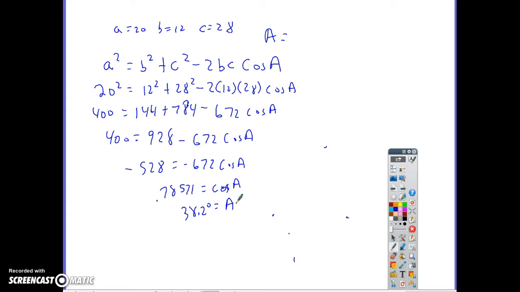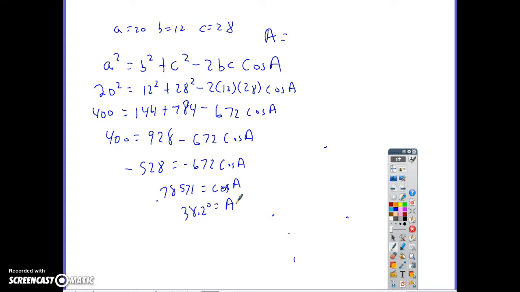So if you use all cosines, do not use the law of cosines unless you tried the law of sines first, including the ambiguous case. The reason for that is there is an ambiguous case with the law of cosines. It's very, very hard to deal with. If you use the law of sines, you will trigger it, and you'll be able to take care of it.